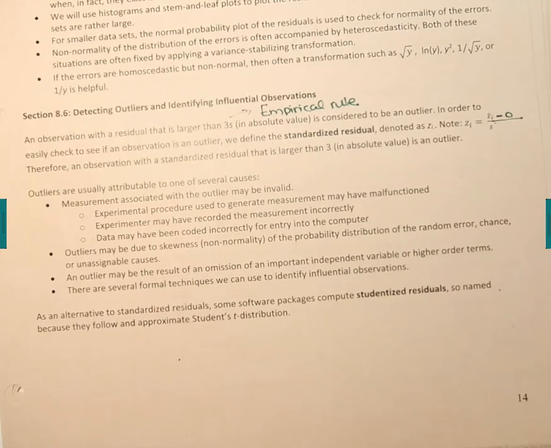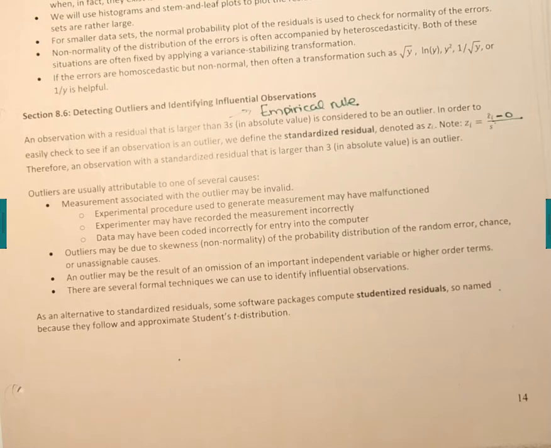Outliers may be due to skewness, non-normality of the probability distribution of the random error, chance, or unassignable causes. When this happens, I'm really hesitant to remove outliers from my analysis, because I might need to take that skewness into account when I perform my analysis. That's an actual phenomenon with the data itself, and I don't want to ignore that it is happening. The outlier may also be the result of an omission of an important independent variable or higher order terms. And there are several formal techniques we can use to identify influential outliers, and we're going to look at those.